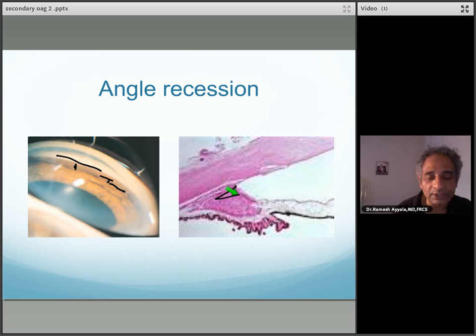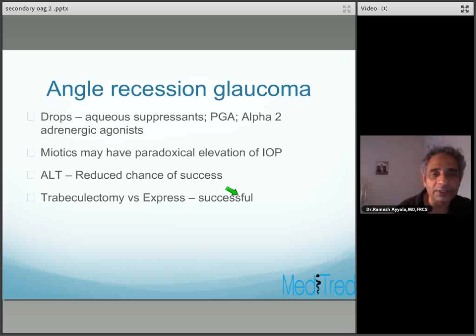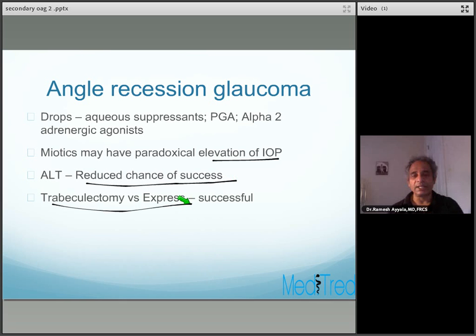Usually, you start off with the glaucoma medications or drops: aqueous suppressants, prostaglandin analogs, alpha-2 adrenergic agents. They all work in this situation. Miotics may have a paradoxical elevation of the intraocular pressure, something for you to remember. ALT, again, in this situation does not work very well, and so it should be avoided. Trabeculectomy versus Express shunt with the help of mitomycin C has a good success rate in this patient population, and can be tried when the glaucoma medications themselves don't work.